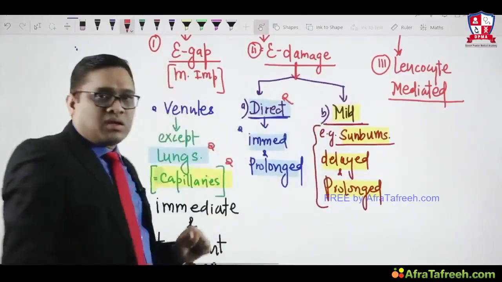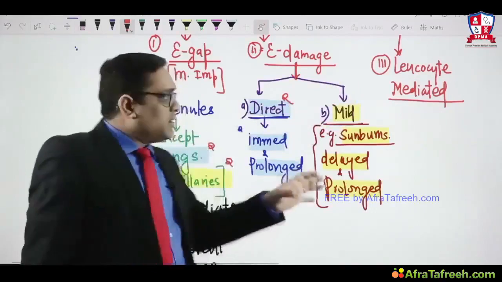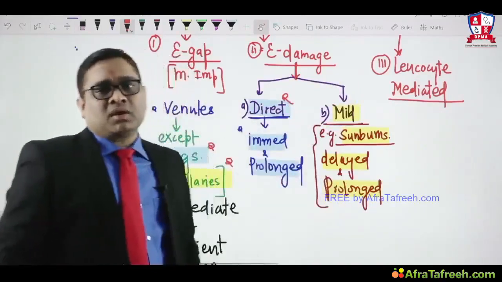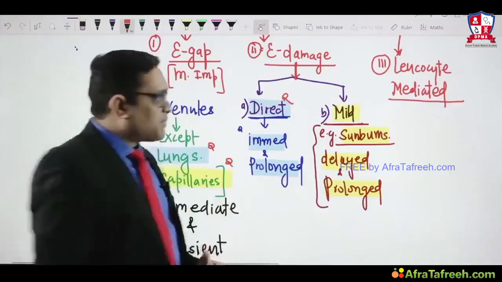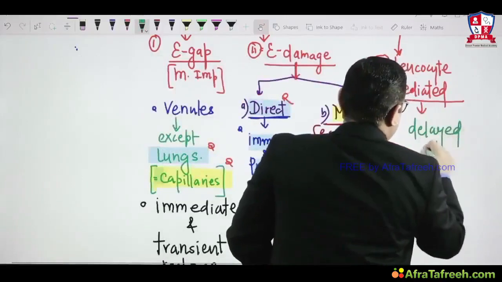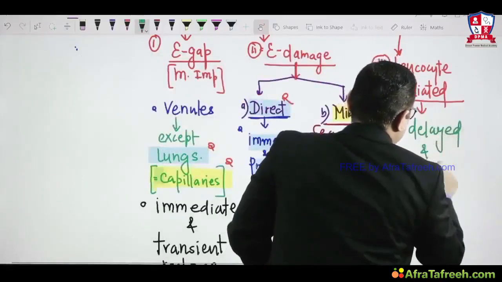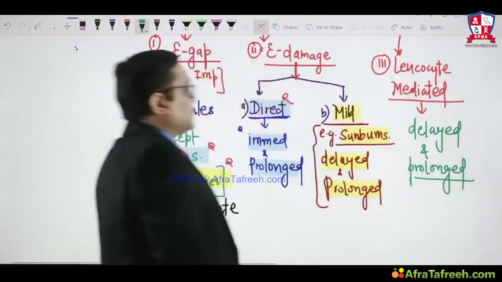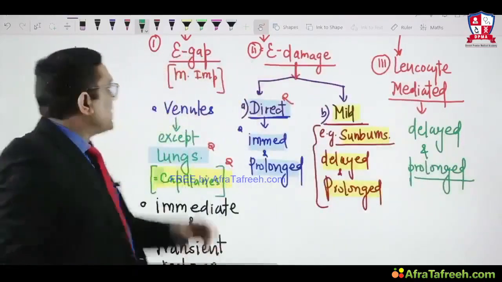Leukocyte mediated injury, here we have to understand that leukocytes will come late and they will persist for a longer time to produce increased vascular permeability. So this will also be a delayed and prolonged response. So these are the important points about vascular permeability.